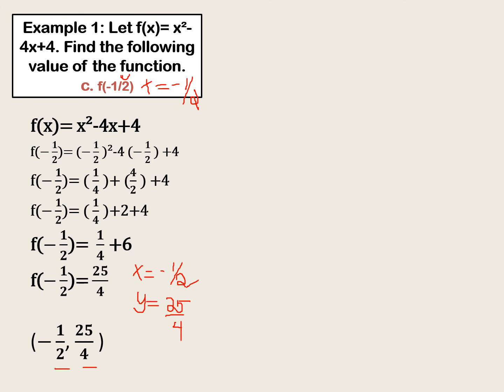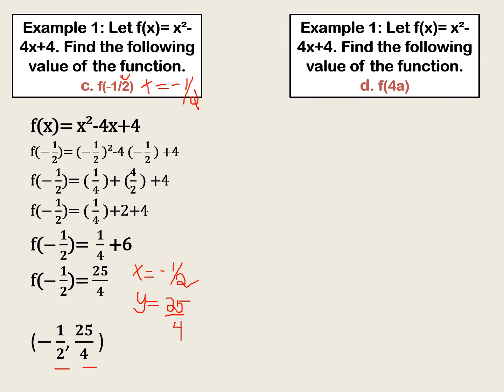Okay, let's have the next naman. So, same function tayo pero different value of the independent variable. Okay? So, instead of having negative 1/2, we have here f of 4a. So, a combination of a letter and a number. So, meron tayong term dito which is 4a. Therefore, the value of the x would be equal to 4a.